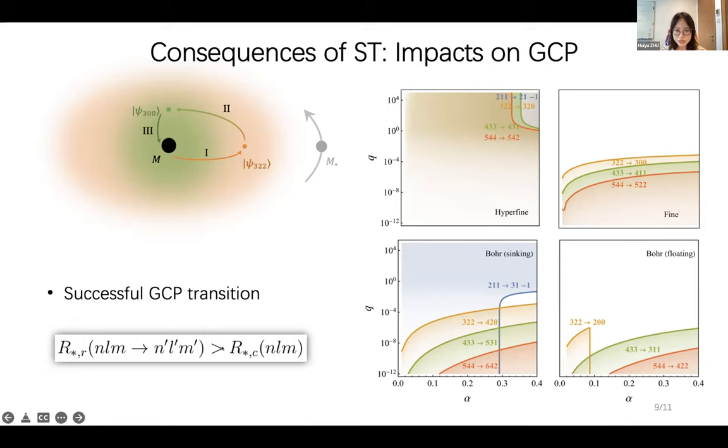So in this case, we put this constraint into the GCP transition, and we find some safe region for different kinds of transition, like hyperfine, fine, and the Bohr transition. We can see from this graph that the Bohr transition is influenced most because the energy difference for Bohr splitting is bigger. So it needs a larger frequency to get into the resonance. This means the separation of the binary companion should be relatively small. So it is more possible for this binary separation to be smaller than the critical distance. So we will have more bound on the Bohr transition. And similarly, because the energy difference of the hyperfine transition is small enough, it is not influenced in this way.